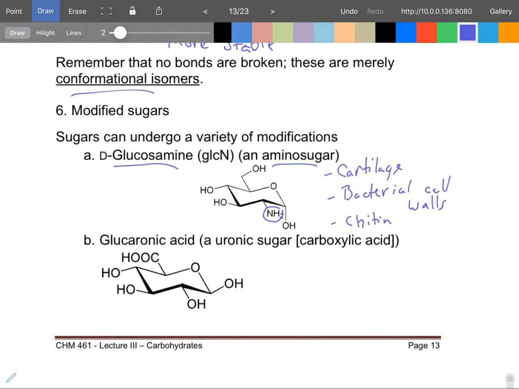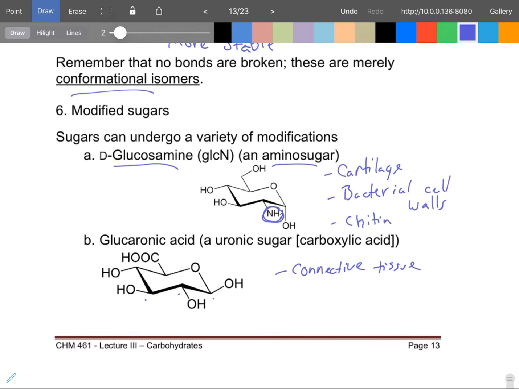Chitin gets modified a little bit from there. But this is going to change things, right? This is an amino group, and it's going to carry a positive charge at physiological pH. So that's going to change properties of how that sugar behaves. Another one is glucuronic acid. Glucuronic acid is present in connective tissue. And notice that it is a more oxidized form of glucose.